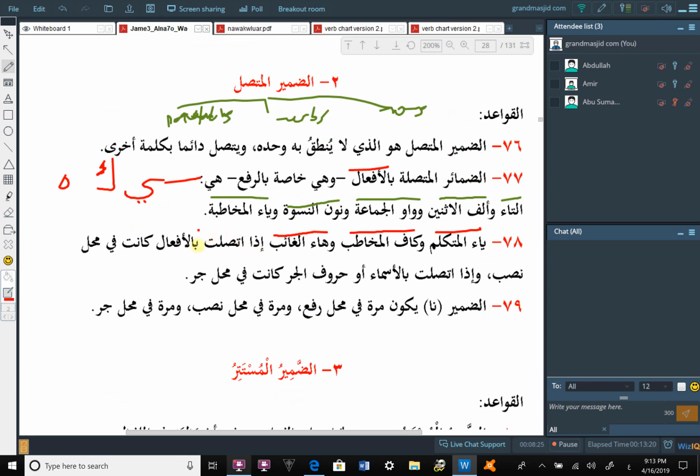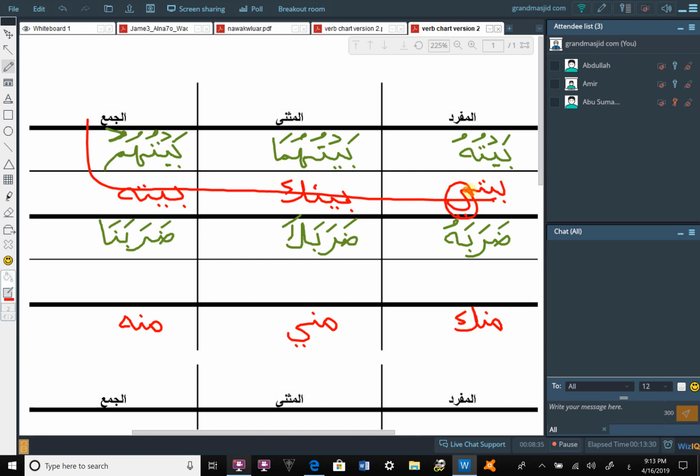Says: إذا اتصل بالأفعال كانت في محل النصب. إذا اتصل بالأسماء, then it is في محل الجر. So bayti, this is my house. As we said, this is mudaf, mudaf ilay basically. A mudaf, mudaf ilay shows possession. This ya is in the position of being majroor.